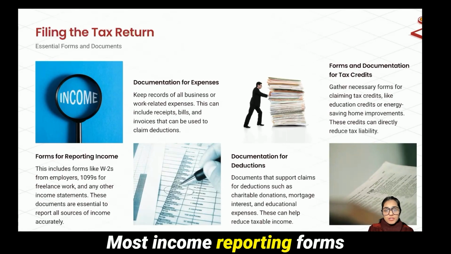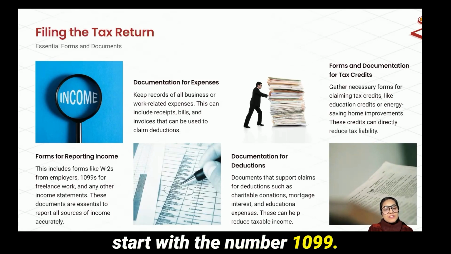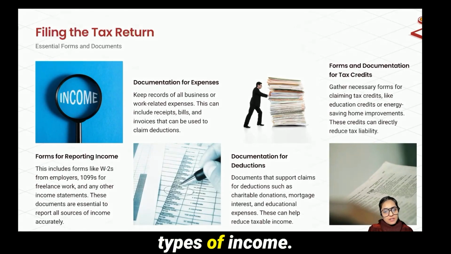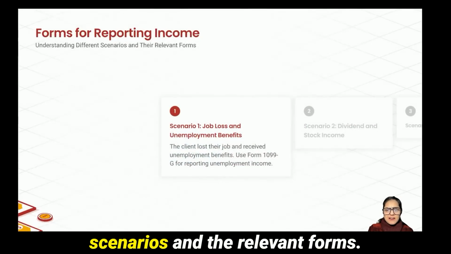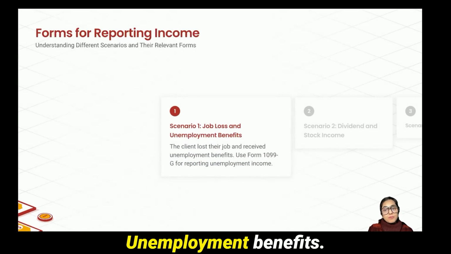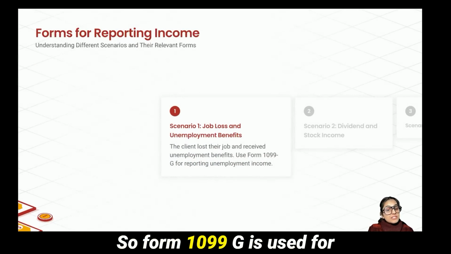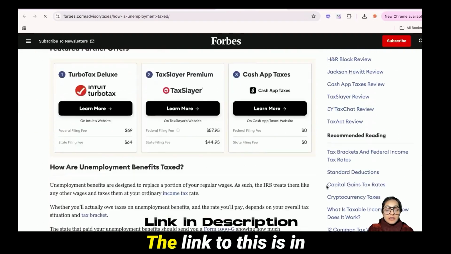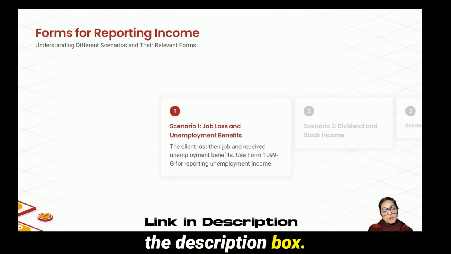Most income reporting forms start with the number 1099. These forms are essential for reporting different types of income. Let's look at some common scenarios and the relevant forms. First scenario is the client lost their job and received unemployment benefits. So form 1099G is used for unemployment income. The link to this is in the description box.